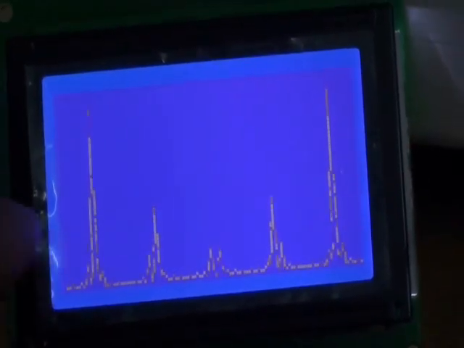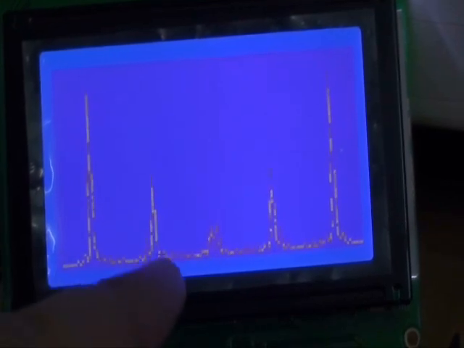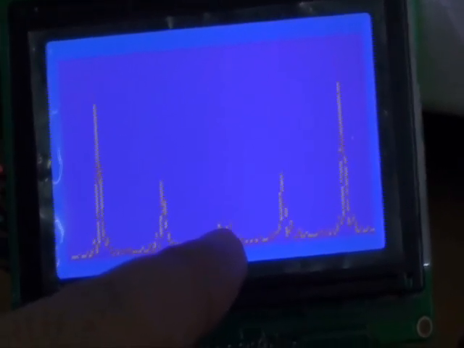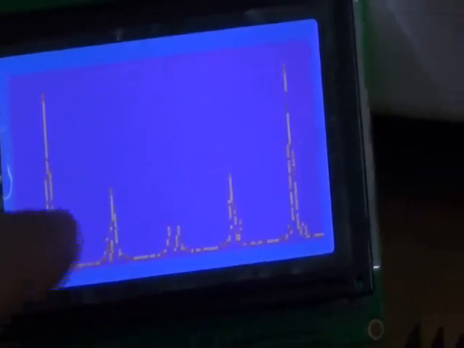So my assumption is this is the fundamental, this is the third harmonic, and this is the fifth harmonic, and then it goes outside the sampling rate, so that's basically not shown. Let's change the amplitude. The amplitude we know anyway changes.